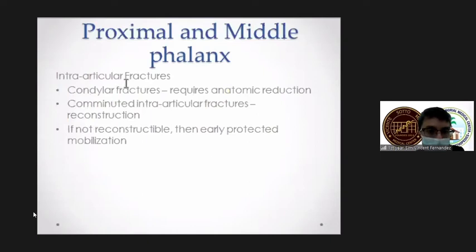For the proximal and middle phalanx, fractures could be classified into intra-articular and extra-articular. For the condylar fractures, it usually requires anatomic reduction, while severely comminuted intra-articular fractures require reconstruction. If not reconstructable, then early protected mobilization is applied.